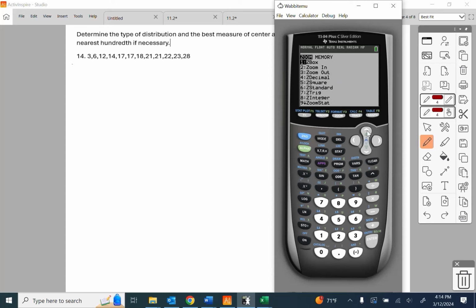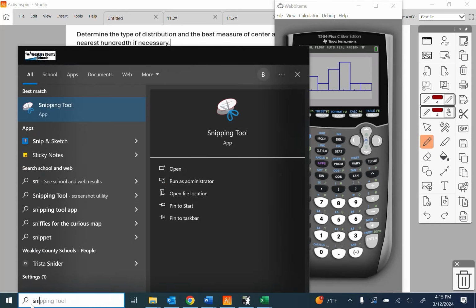I'm going to hit the up arrow because it's quicker than down. I don't know why, but anyway, zoom stat, zoom 9 is what you do. And it's going to draw me a nice little histogram. And obviously I still have something in y equals. Let me clear that out. Alright, back to what my graph looked like. So let me take a little snip of that and then I'll draw on it.